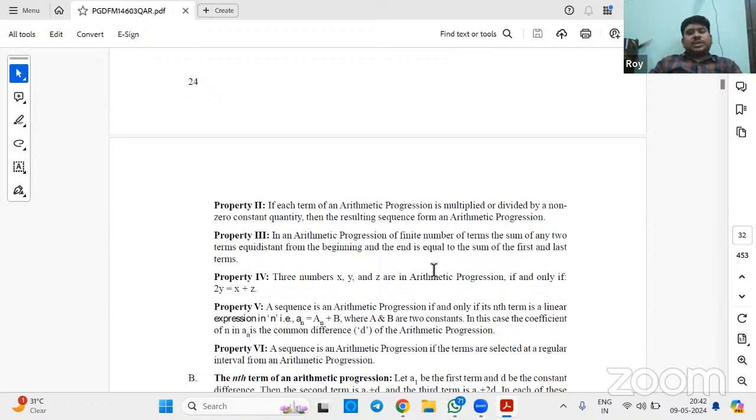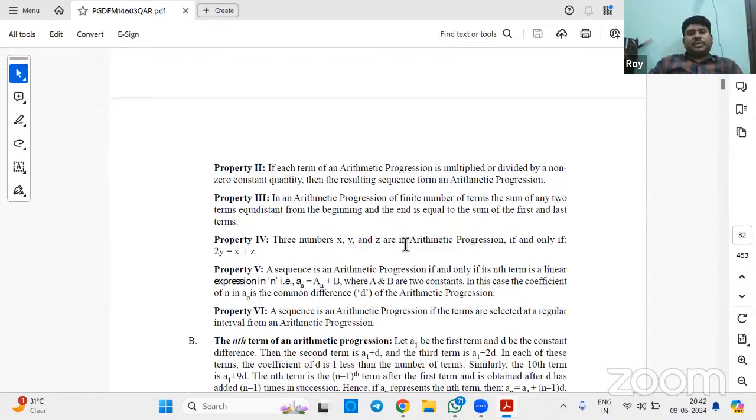Property number 2. If each term is multiplied or divided by a non-zero constant quantity, then the resulting sequence also forms an arithmetic progression. And next, let us see the third property. If it is a finite number of terms, the sum of any two terms equidistant from the beginning and end is equal to the sum of the first and the last. Now, property number 4. There are three values, x, y, z, in AP if and only if 2y is equal to x plus z. This is also another property.